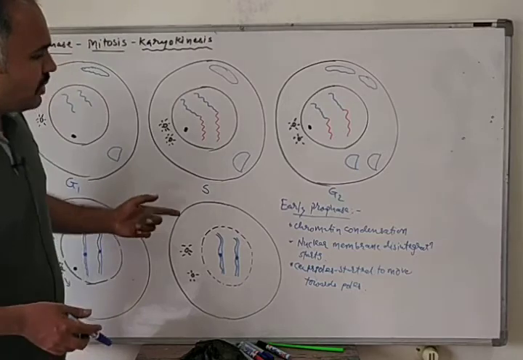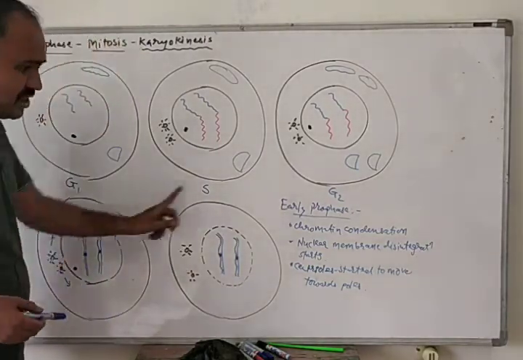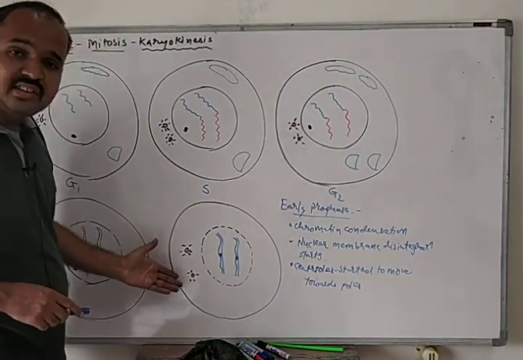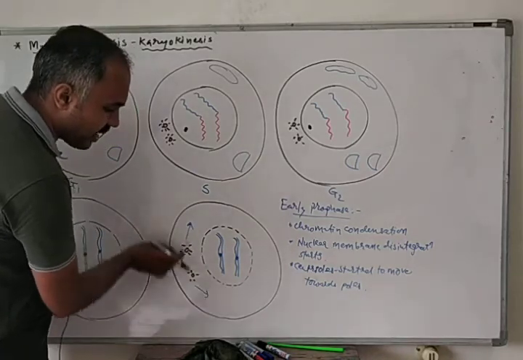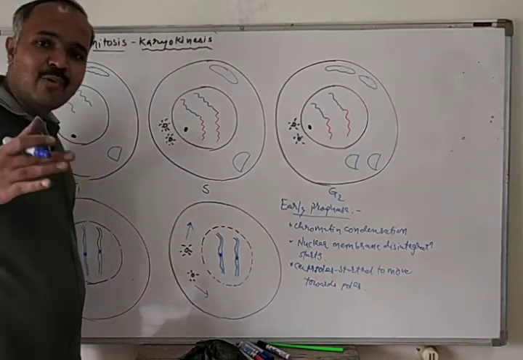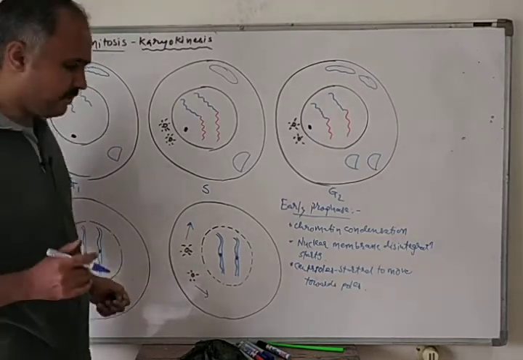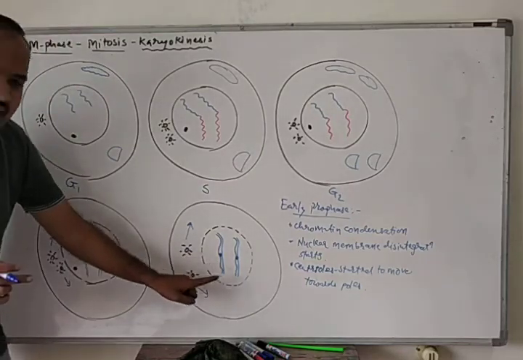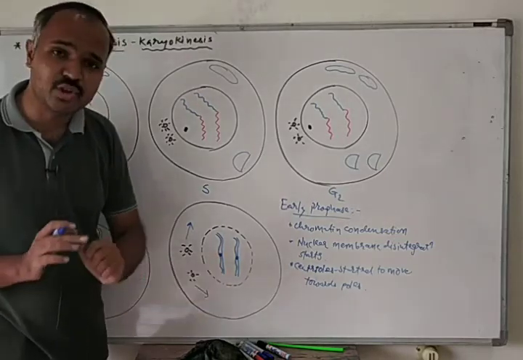Okay, sure. Now let's talk about late prophase. This is early prophase, and this is late prophase. What happens in the late prophase? The centrioles are still moving towards the pole. Chromatin condensation is still going on, or it is increasing further. Then the nucleolus has disappeared. Here nucleolus was present, but here nucleolus is absent.